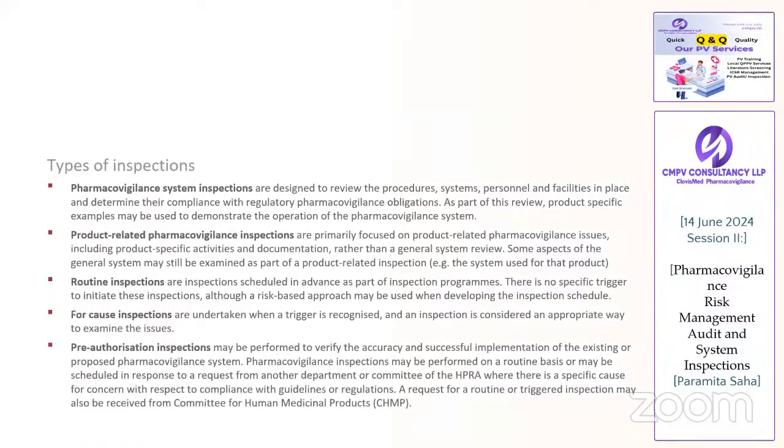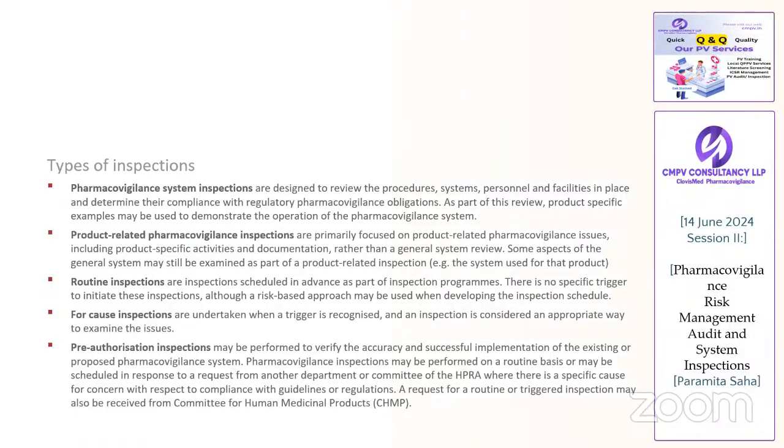There are different types of inspections. System inspections are again very detailed and at process level. Product-related pharmacovigilance inspections are basically related to documentation, a particular section of the audit. Routine inspections are part of the inspection program, like they have a fixed contract, like every 6 months there will be a routine inspection of the company.